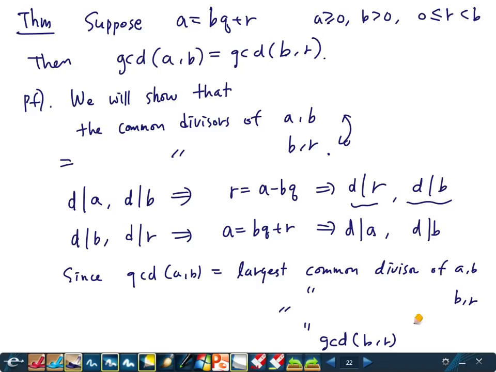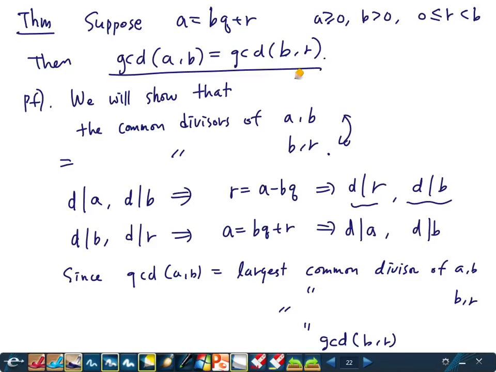Okay, so we have proved this theorem, but do you think this is useful? Why is this useful, do you think? Our goal is to find the GCD of two numbers. The problem is, it's difficult when the numbers are big. If the numbers are small, finding GCD is easy. But what does this say?